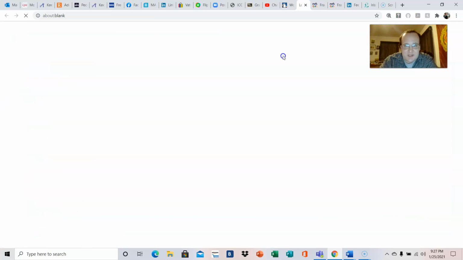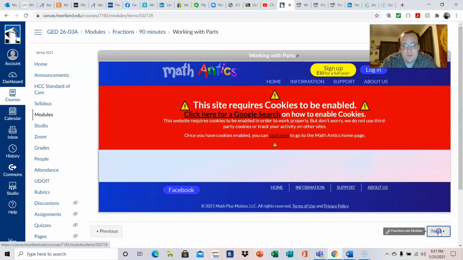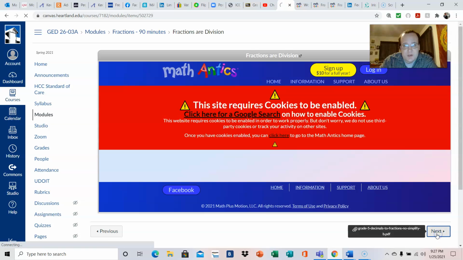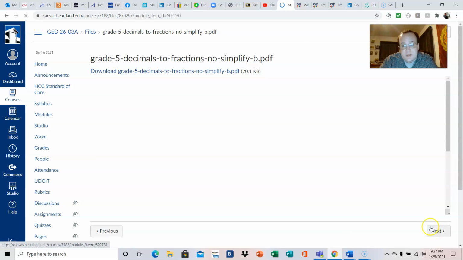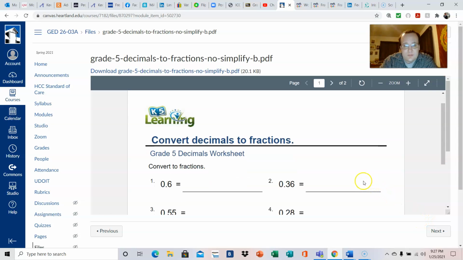Again, click on this if that Canvas doesn't cooperate with you. Fractions are division. And that's really all they are. You have a number over another, the numerator over the denominator. 4 divided by 8. You set that up. That's a division problem. That gets you to the simplified version, 1/2.